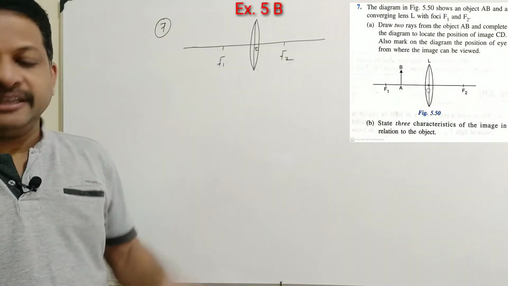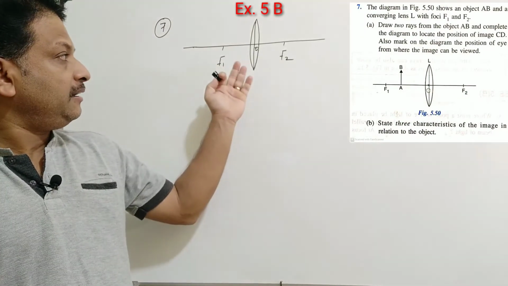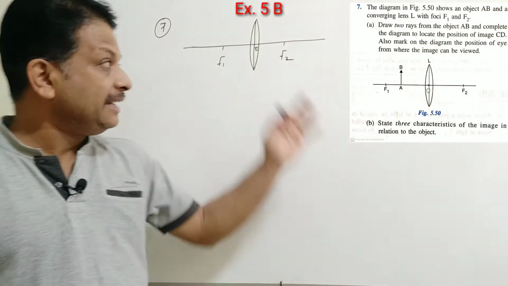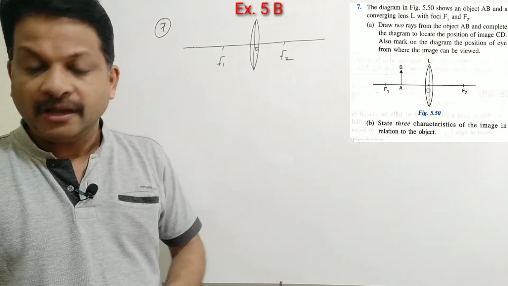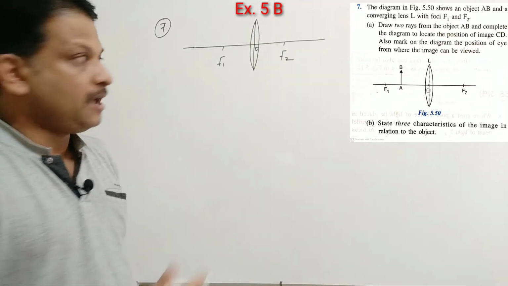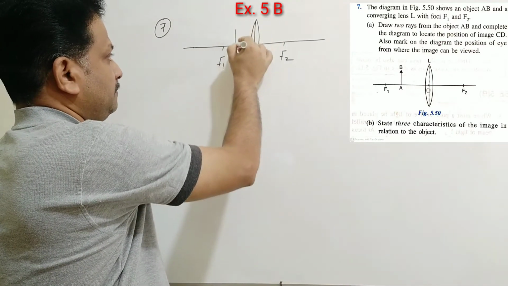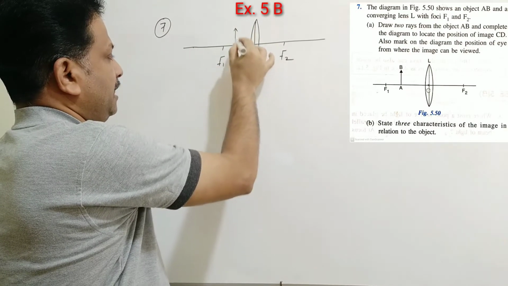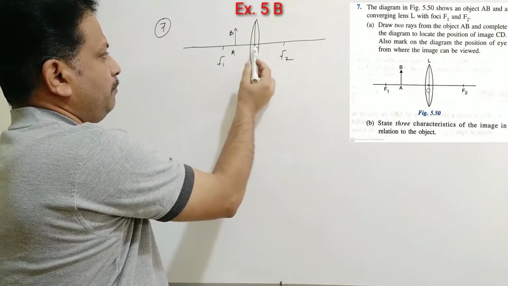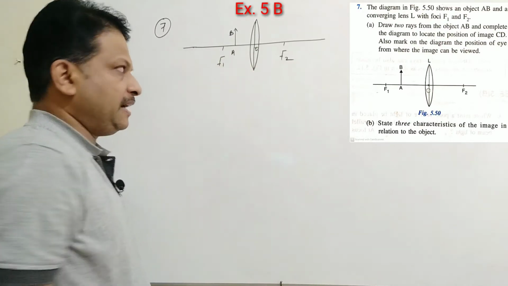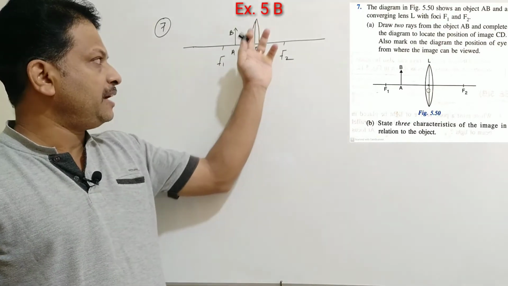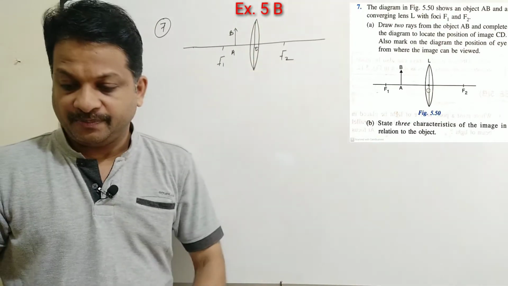Moving on to question number 7, you can see a diagram on the screen, an incomplete ray diagram. You have to complete it. Our task is to complete the ray diagram. An object AB is placed between optical center and principal foci F1 and F2, and you can see a converging or a convex lens.